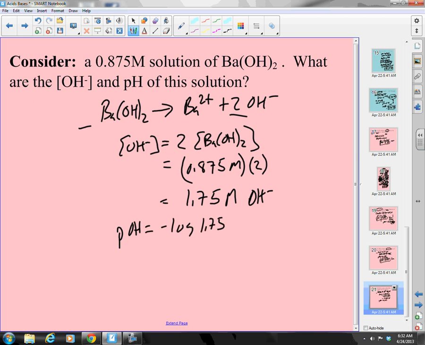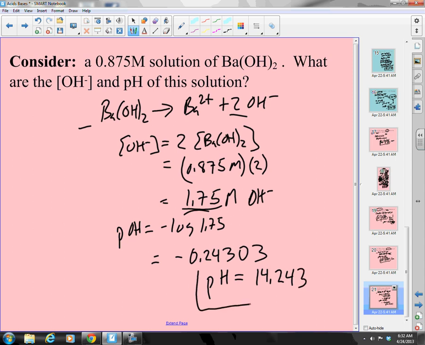Taking the log of 1.75, it looks like it's a negative 0.24303. So my pH is equal to 14.24. How many sig figs? I have 3 sig figs, which means I need 3 decimals. Very big pH, so this is basic. Woohoo! I like pH and pOH. That's a lot of fun and good stuff.